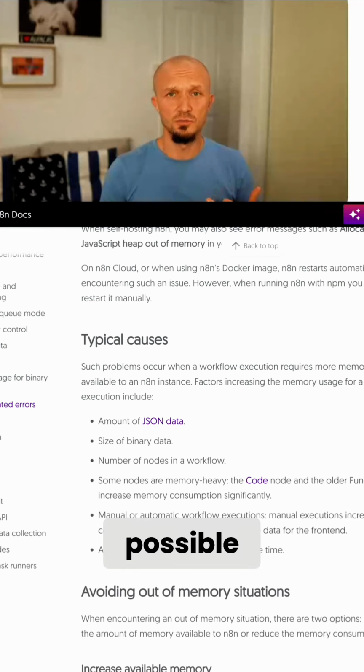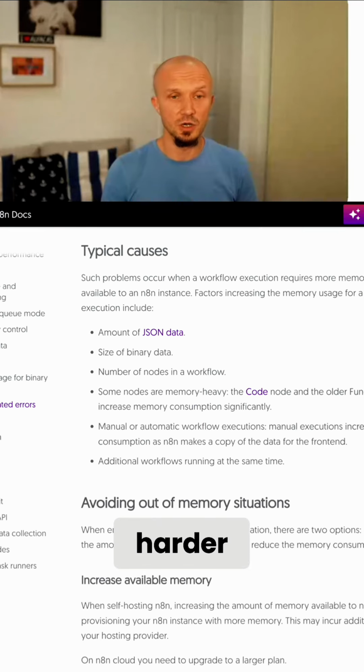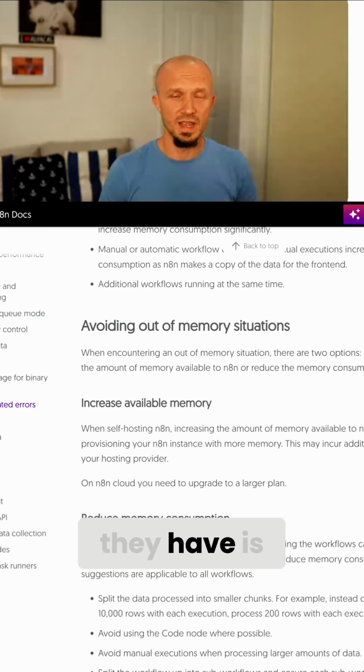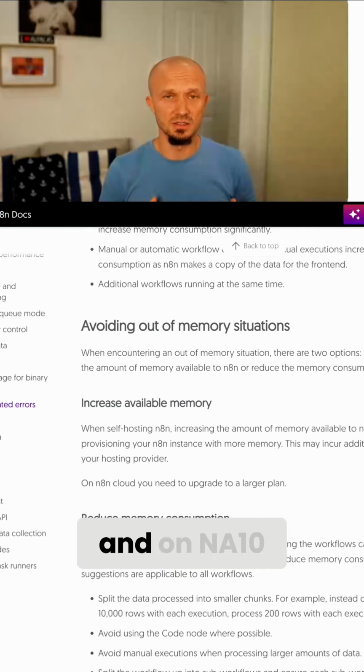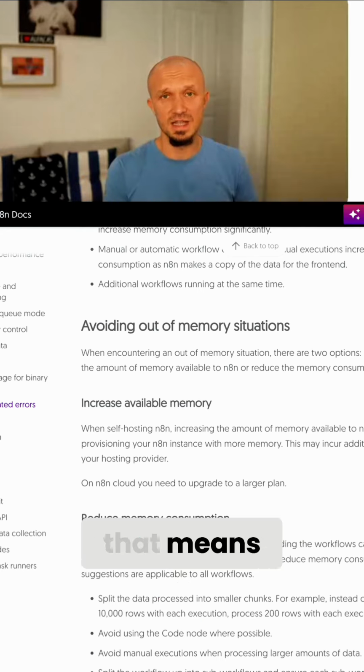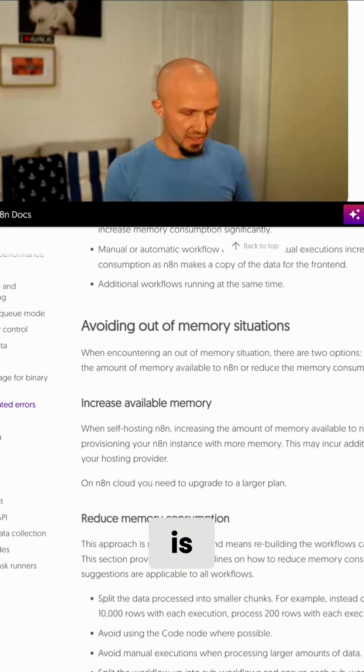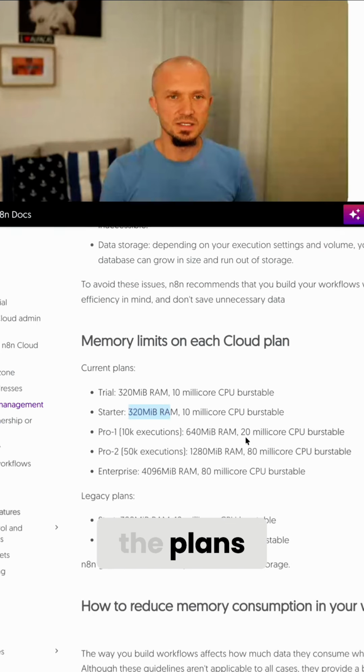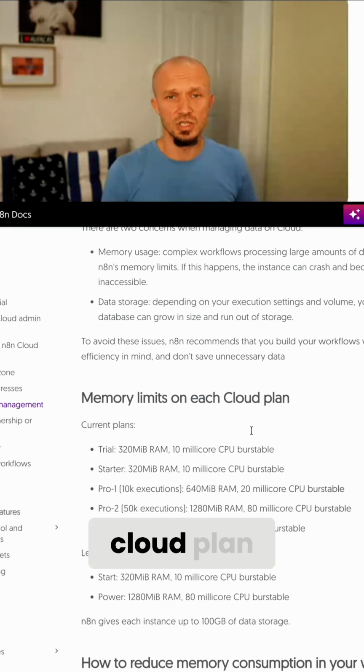Now, in terms of possible solutions, well, some are easier and some are harder. So the first one they have is increasing available memory. And on an N8N Cloud instance, that means upgrading your plan. Now, the thing is, if you look at the plans, this is the memory limits on each cloud plan.